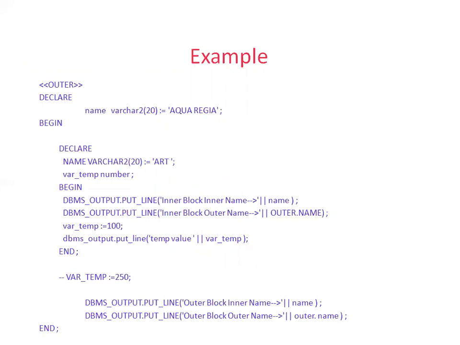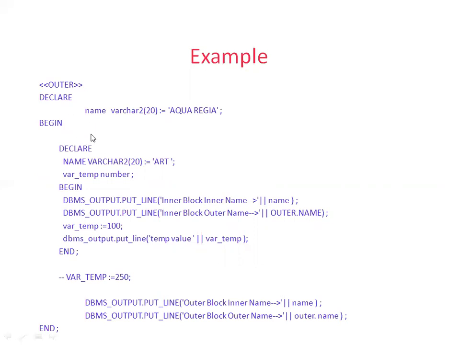So this is still an anonymous block. The block does not have a name, because this is not getting stored. I mean, this cannot be stored in the database. You'll understand when you create a PL/SQL program, like a procedure or function, what a stored program means. But here the block name which we mentioned is outer, dot name.